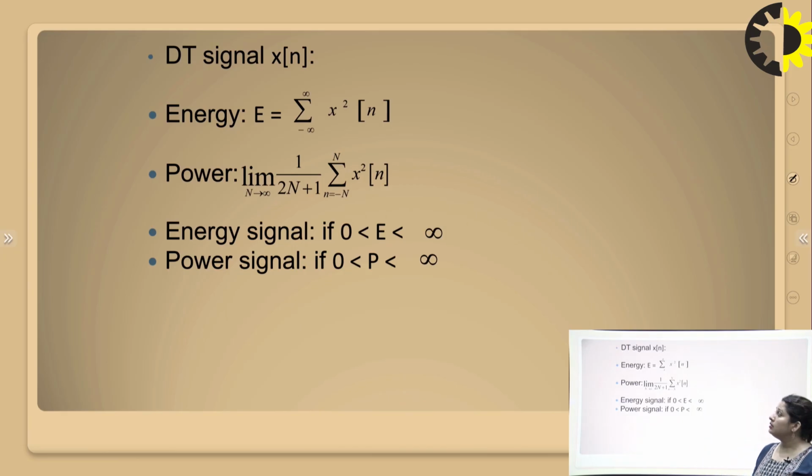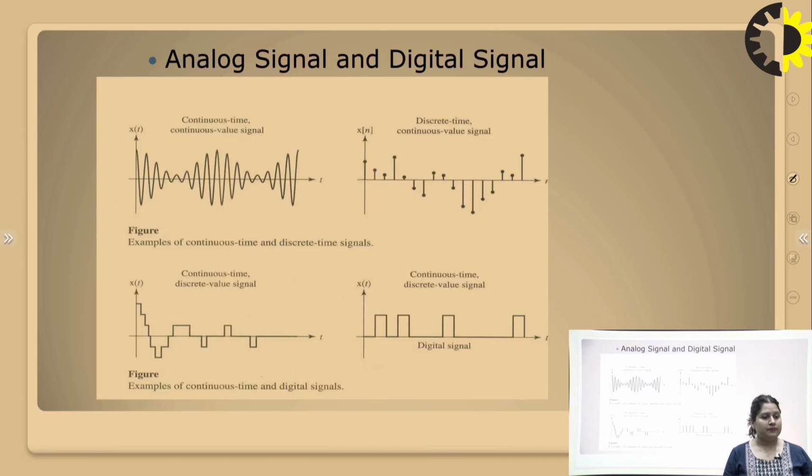Here, the total number of terms from minus N to N is 2N plus 1. Similarly, we have the power as the limit N tends to infinity of 1 upon 2N plus 1, same as in the case of the continuous time signal. So a signal is called an energy signal if the energy lies between 0 and infinity, or we can say that the energy is finite. Similarly, for a power signal, when the power lies between 0 and infinity, it is called a power signal.